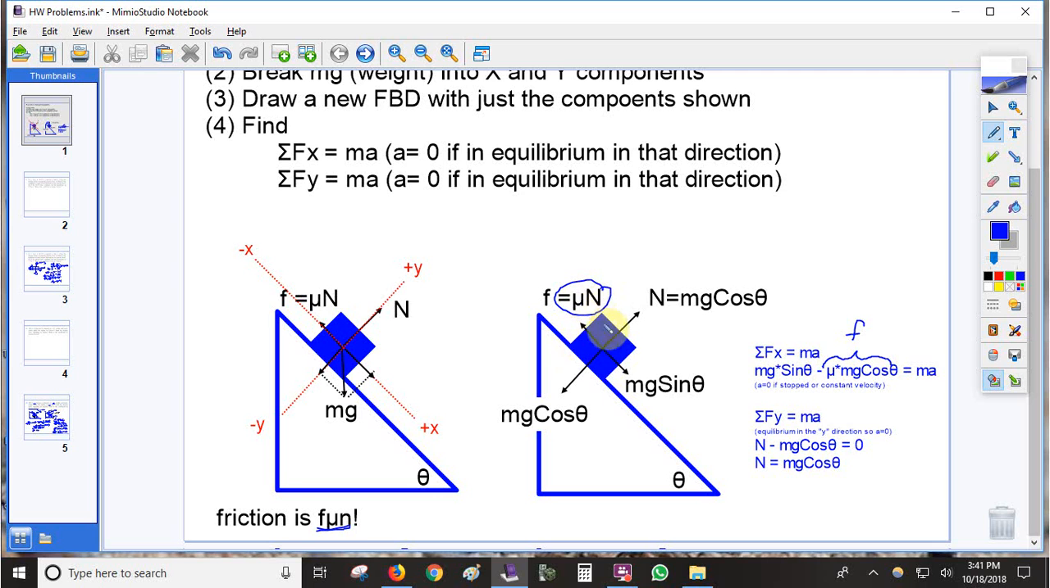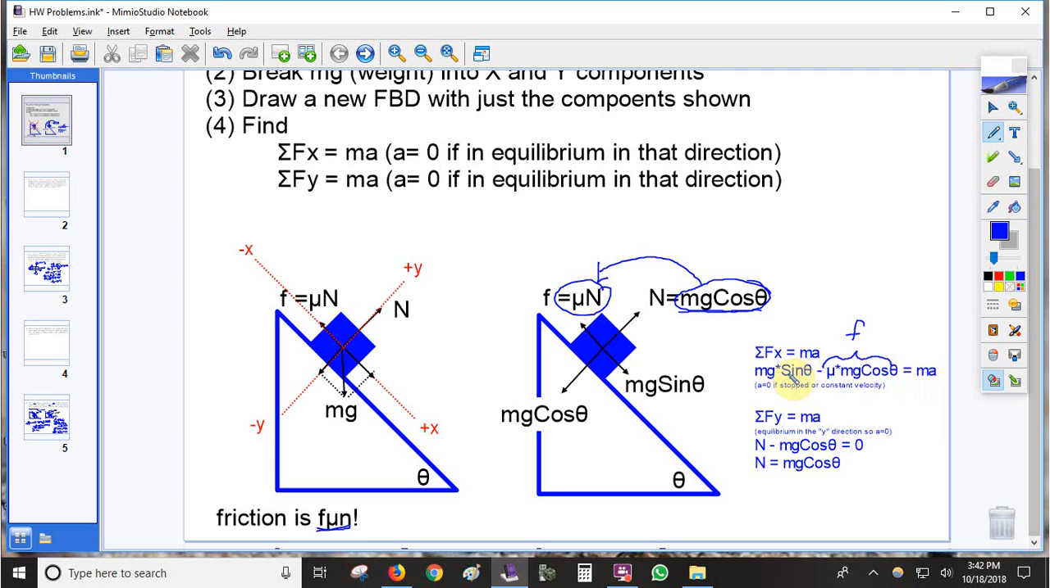We also know that force normal, since there's no acceleration into or out of this plane in the y direction, is equal to mg cosine theta. So I can substitute this in there, and friction then becomes mu times mg cosine theta, which is the term I have here. So when we sum the forces in the x, we have mg sine theta acting in the positive x direction and friction acting in the negative x direction, which gives us these things.